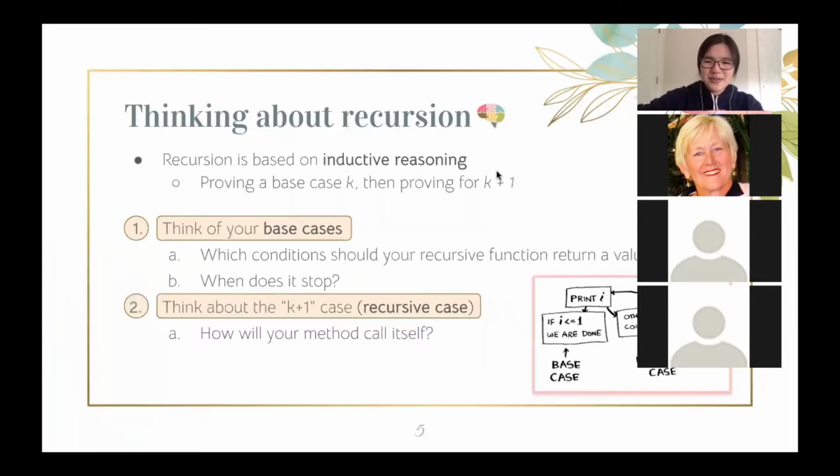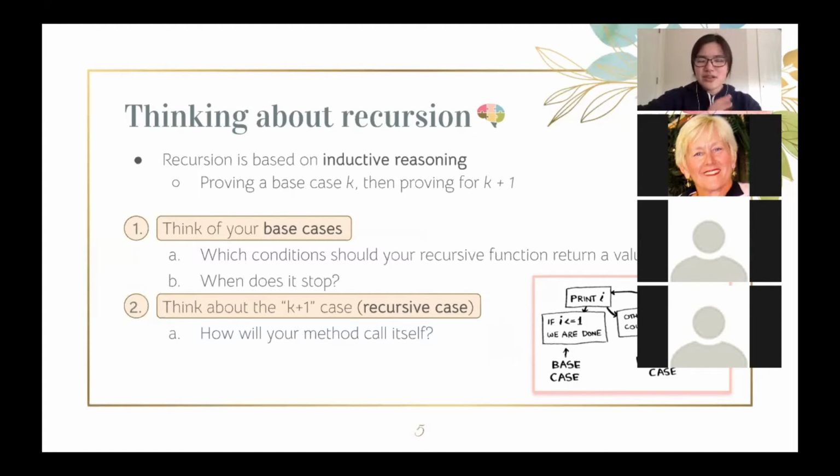All right, so finally, I'm going to talk about how you should be thinking through a recursive method. Recursion is based on a logic proof method called inductive reasoning. It's sort of a domino effect proof: if you prove two kinds of cases, then it'll be true for the rest of the cases infinitely.